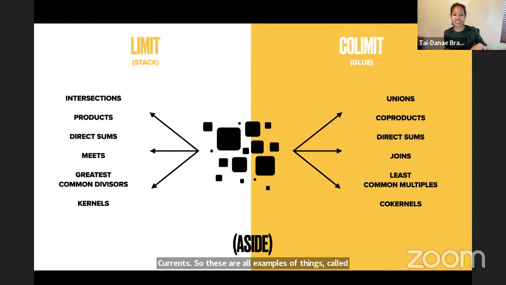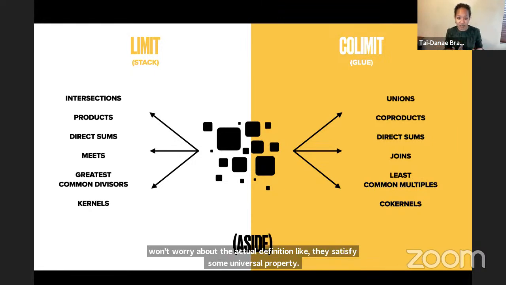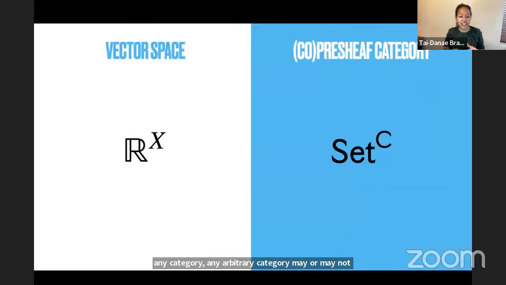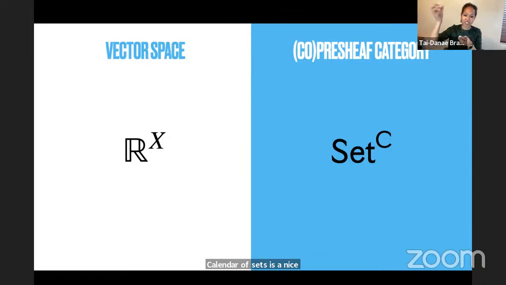We won't worry about the actual definition, like they satisfy some universal property, but I mentioned that to say that the category of sets has this wonderful property that you can take any collection of sets and ask for the limit or the colimit, and it turns out to exist. So it's another set in that category, and it satisfies universal properties. You cannot do that with any category. Any arbitrary category may or may not have that ability. It turns out the category of sets does. So that's just to suggest to you that just like the real numbers was a nice set to look at functions into, analogously, the category of sets is a nice category to look at functors into.